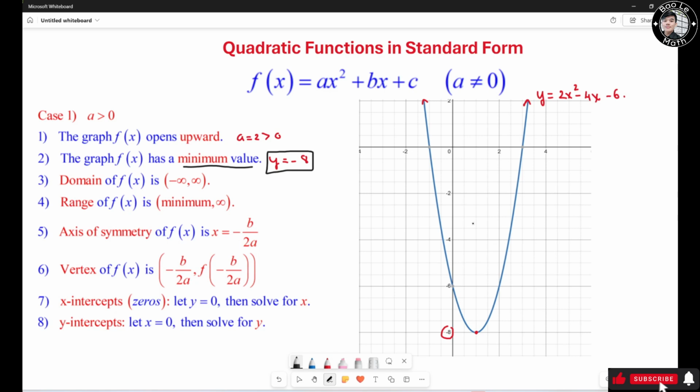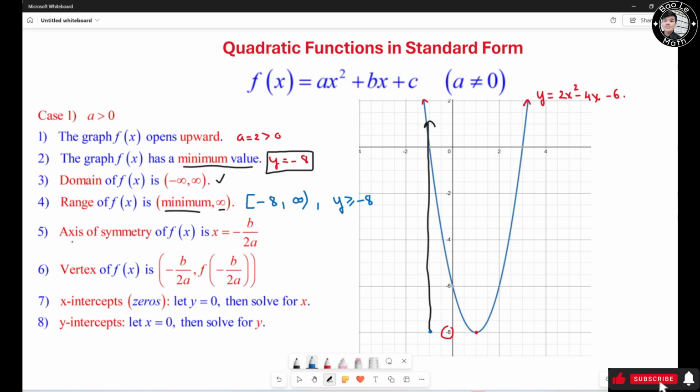Now, the domain of this function is negative infinity to positive infinity, right? The range of the function is from the minimum value to infinity. The minimum value is negative 8, so it goes from negative 8 all the way up. So you can write the bracket negative 8, because negative 8 is on the graph, comma infinity. Or you can write y greater than or equal to negative 8, because it's from negative 8 all the way up.